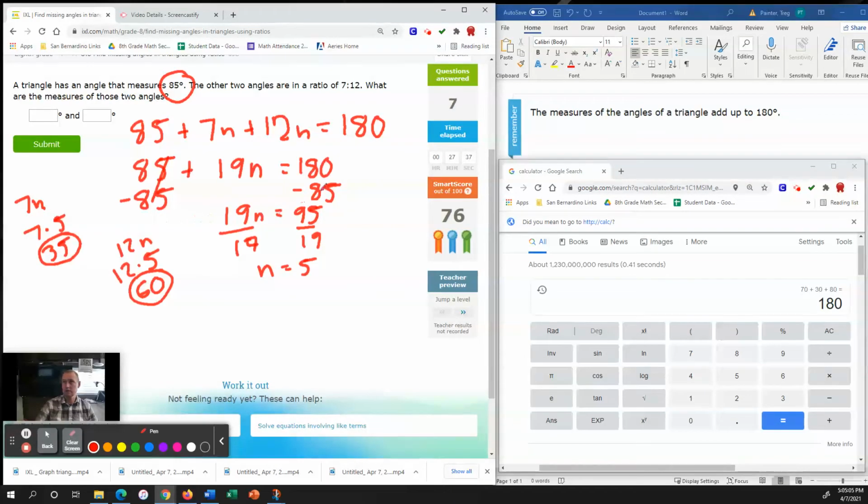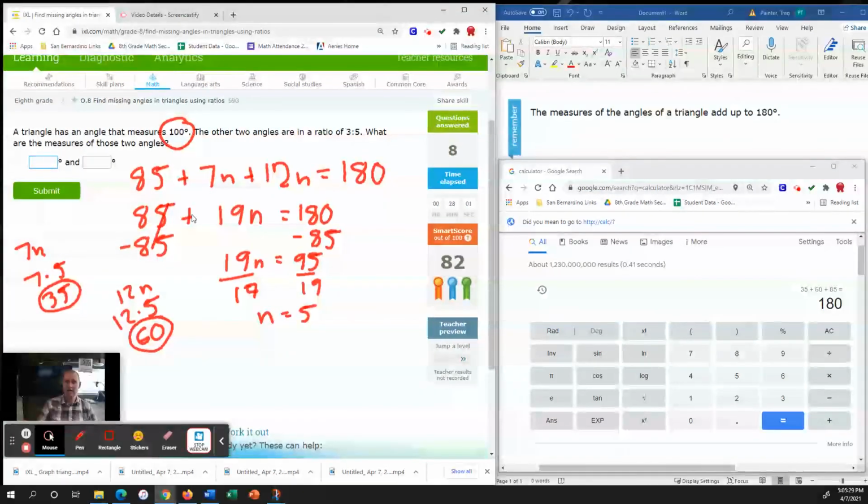That one I'm going to check using the calculator. This one's a little bit larger. 35 plus 60 plus 85. Still works. Nice. All right. We got 35 and 60. Go ahead and submit it. Yeah, 82. All right, this completes your IXL O.8. Find the missing angles in triangles using ratios.